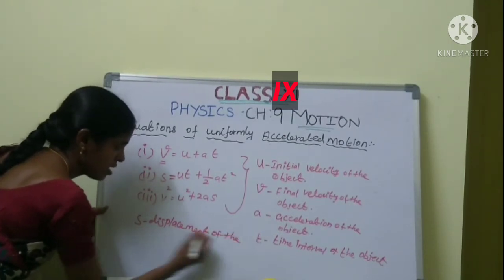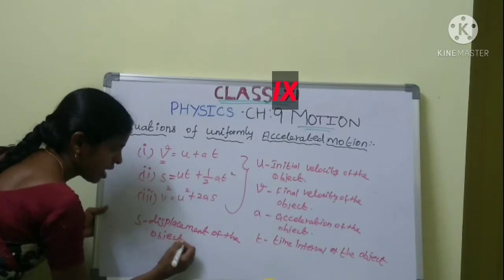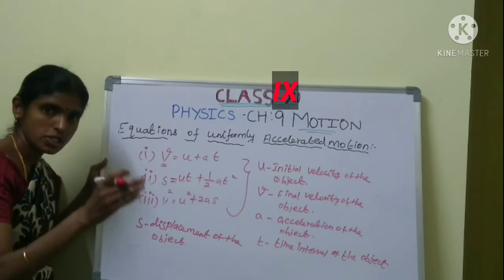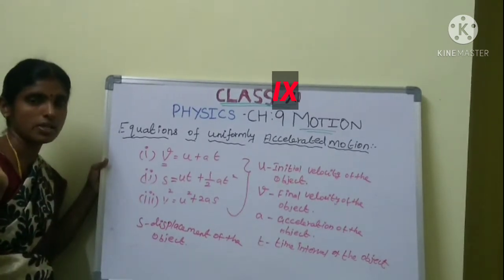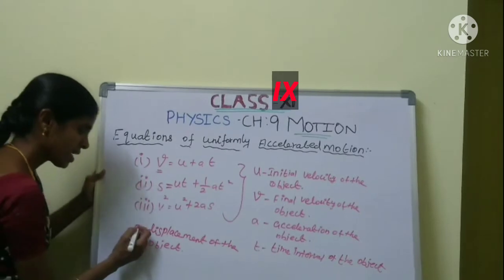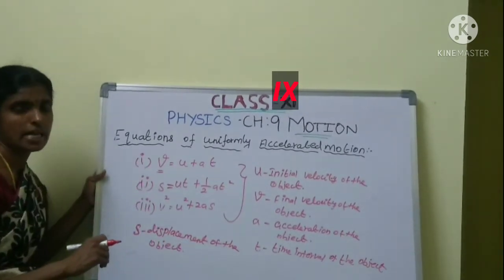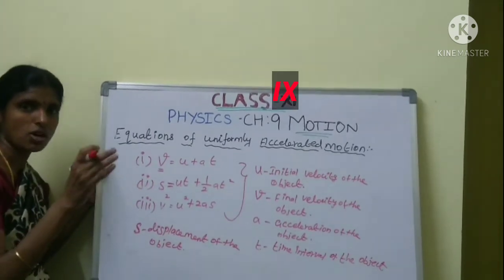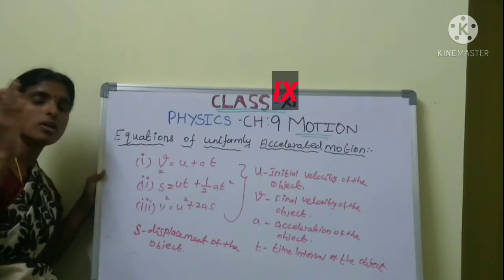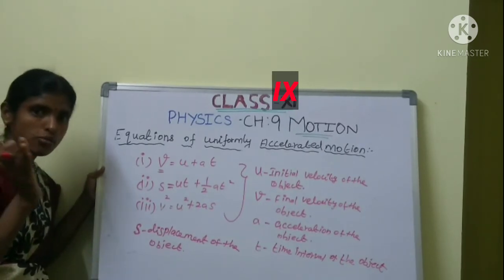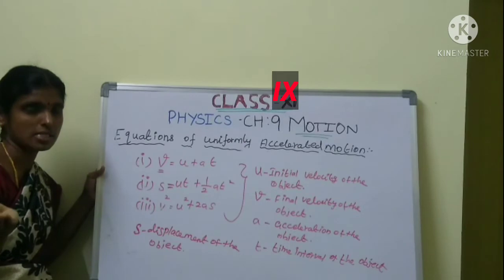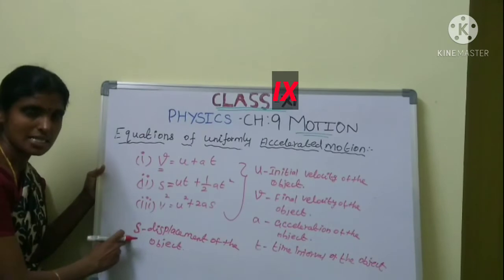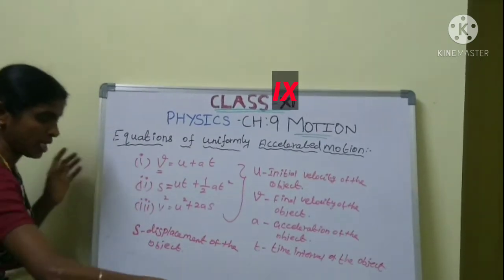Let us consider how much distance. A bus is starting from Trinity School to Namakkal. Are you clear? s is the displacement of the object. For example, our Trinity School bus starts from Trinity School to Namakkal bus stand. How much distance is traveled by the bus, that is the displacement. s is the displacement of the object. Okay, here, a car.